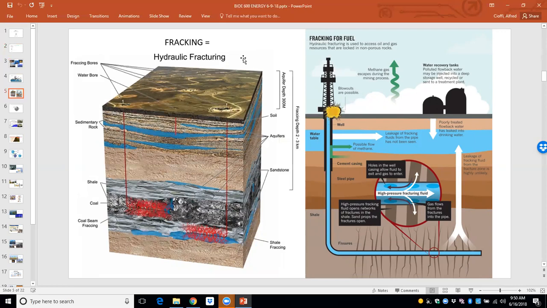And part of the controversy is that it creates shock waves under the earth that could affect and actually cause tremors, possibly on land, on the towns that are on top of wherever the fracking is occurring. So let's look at it in some degree of detail a little bit.